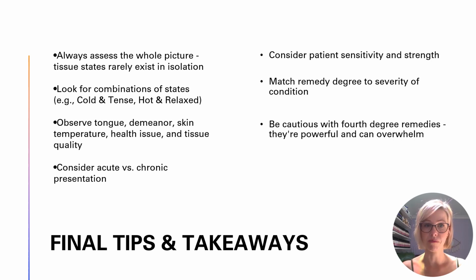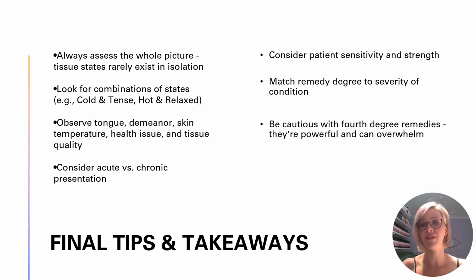Observe tongue, demeanor, skin temperature, health issue, and tissue quality. So you're looking at the whole person to tell the tissue state. You're not just basing it on one thing. Consider acute versus chronic. Like I said before, something that's acute you may treat with a bit more oomph, a bit punchy. Chronic is something that you may want to treat low and slow.